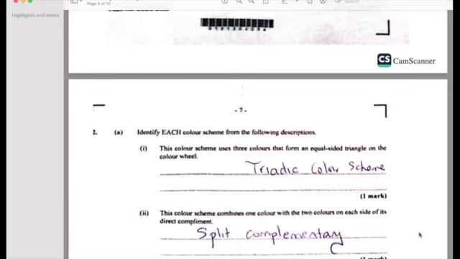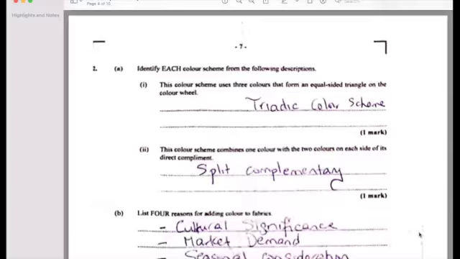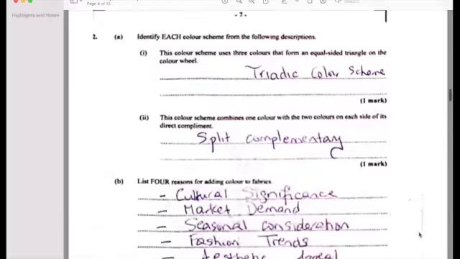Each question is worth 16 marks. Let's go to number 2. It says, identify each color scheme from the following descriptions. The first: the color scheme uses 3 colors from an equilateral triangle on the color wheel. We know the color wheel has 12 spaces, so the answer will be triadic color scheme. The next: this color scheme combines 1 color with the 2 colors on each side of its complement. You know complement, so it's direct complement, so the answer will be split complement.